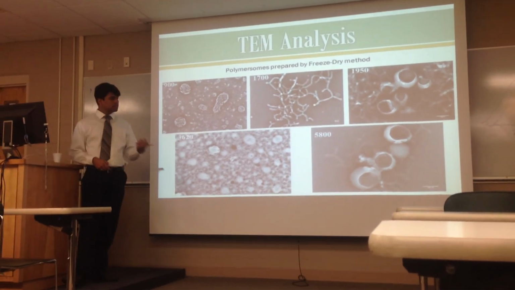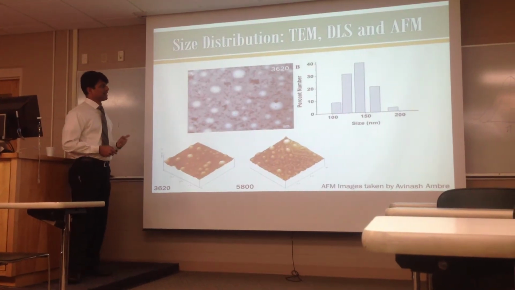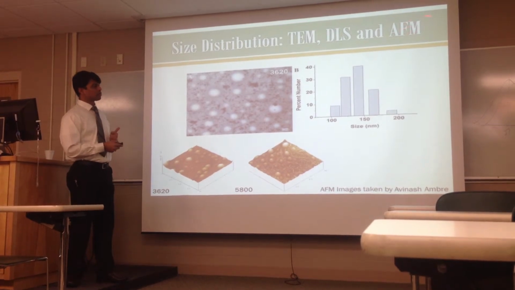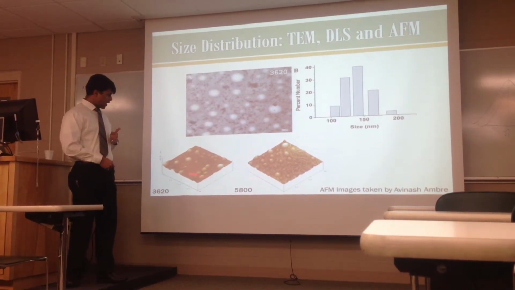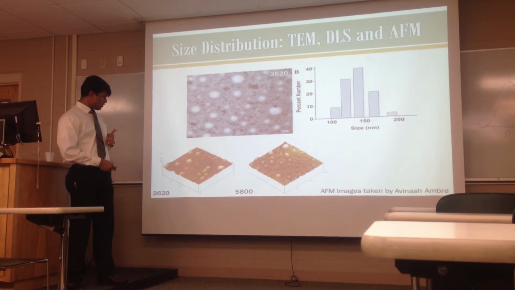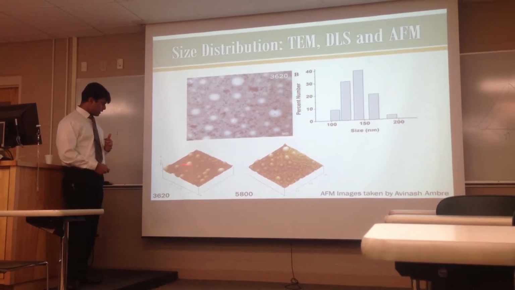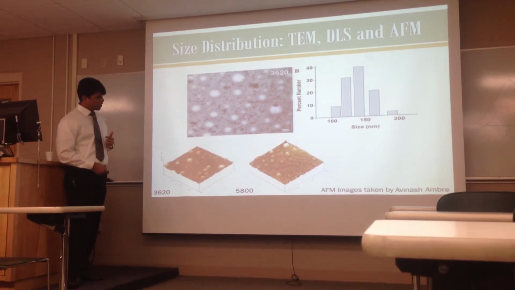Then we further characterized these two samples for their sizes using TEM, dynamic light scattering, and atomic force microscopy images. And in the AFM images, you can see the polymersomes were round and spherical with sizes around 100 to 120 nanometers.